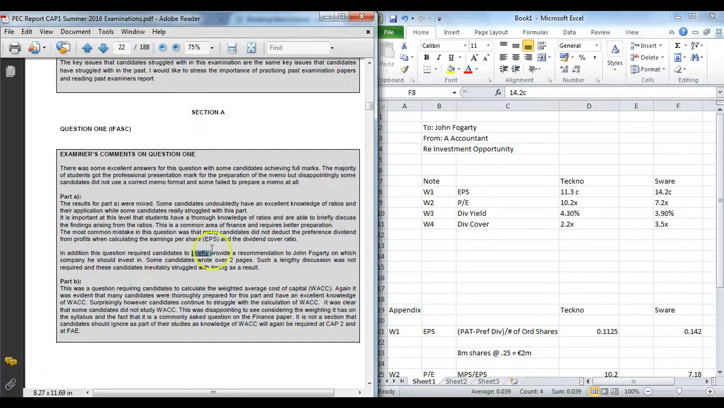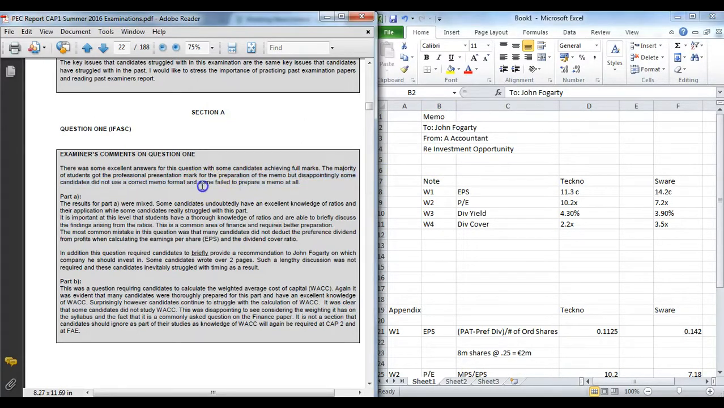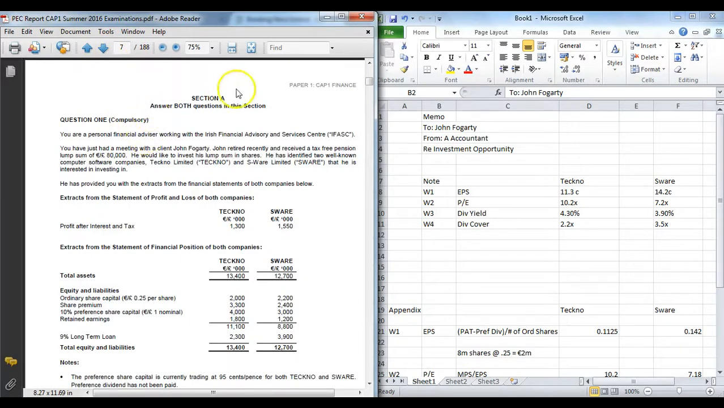Alright? So one of the final parts, and just a more general thing, some students are losing out on basic marks here because they didn't give a memo format. So for memo format, look at the suggested solution. All they do is put memo up the front, to, from and re, and a small introduction. So nothing more complicated than that. And amazingly, some students didn't even prepare the memo. So again, get those easy marks, pay attention to what the wording is in the requirement and what the marking scheme is in terms of the exam paper itself. So that question was Summer 16 question 1A, focusing on ratio analysis and a small bit about exam technique in CAP1 Finance.